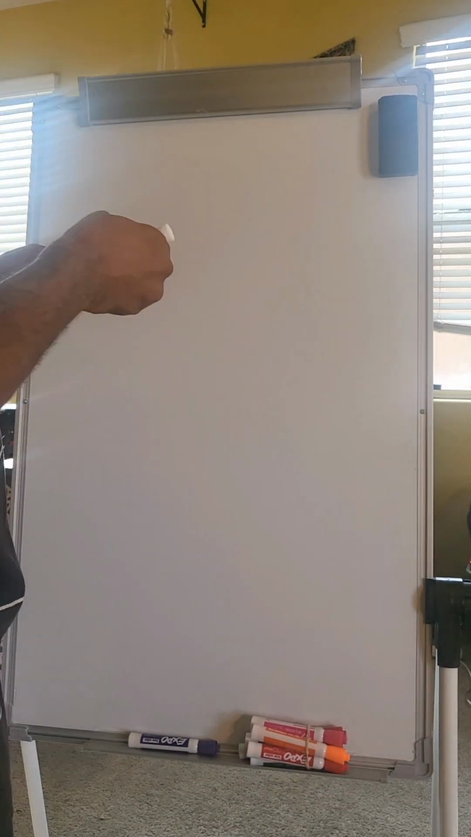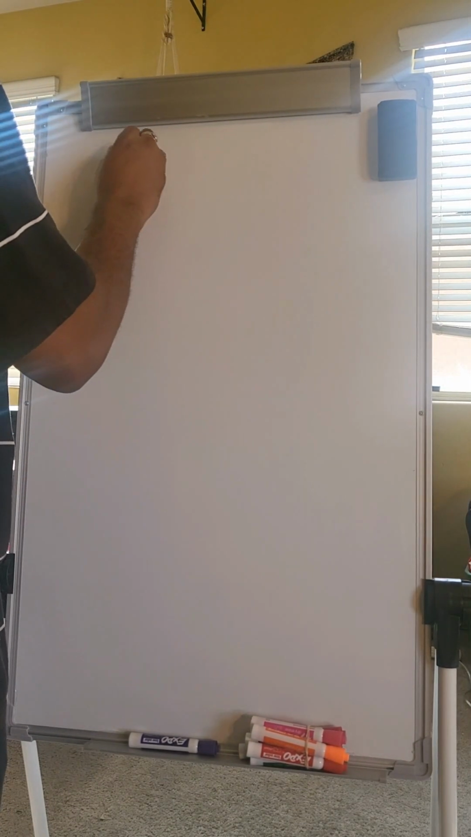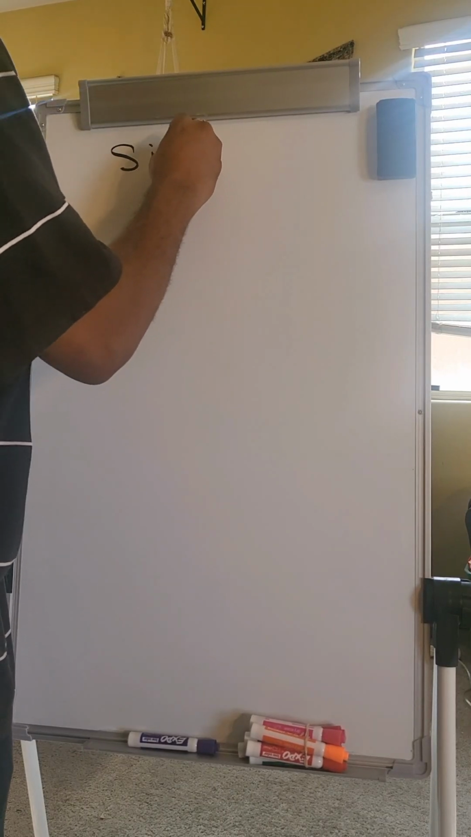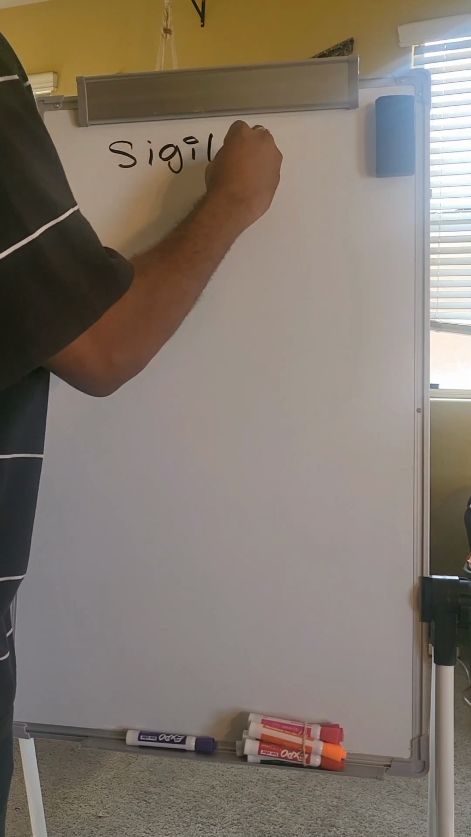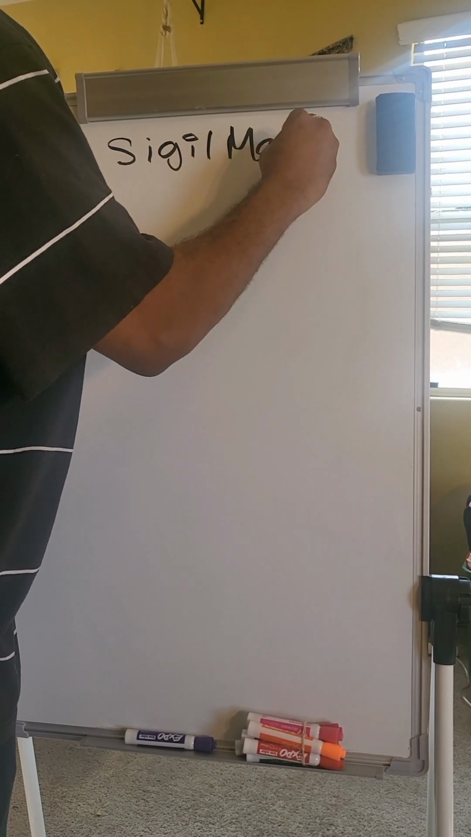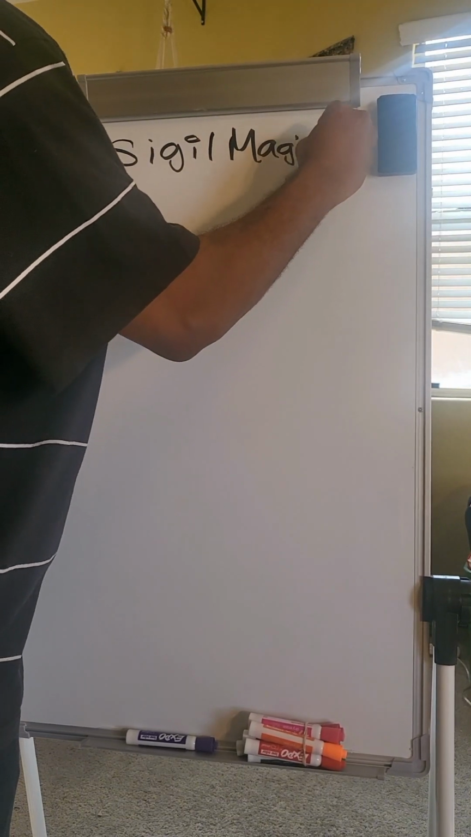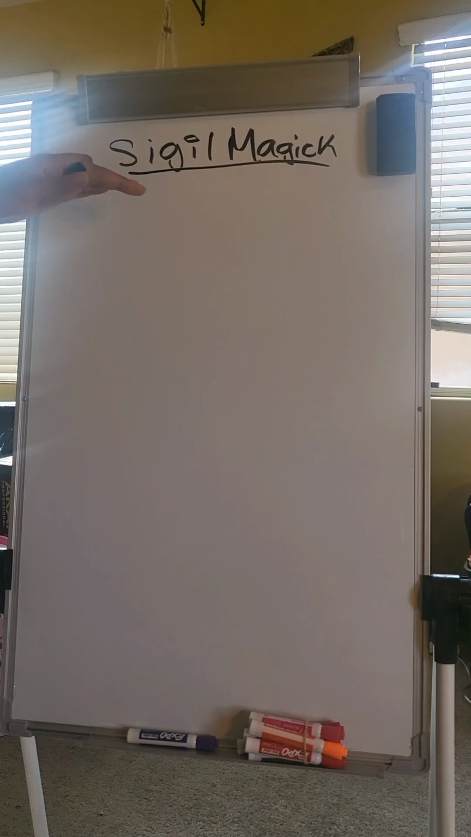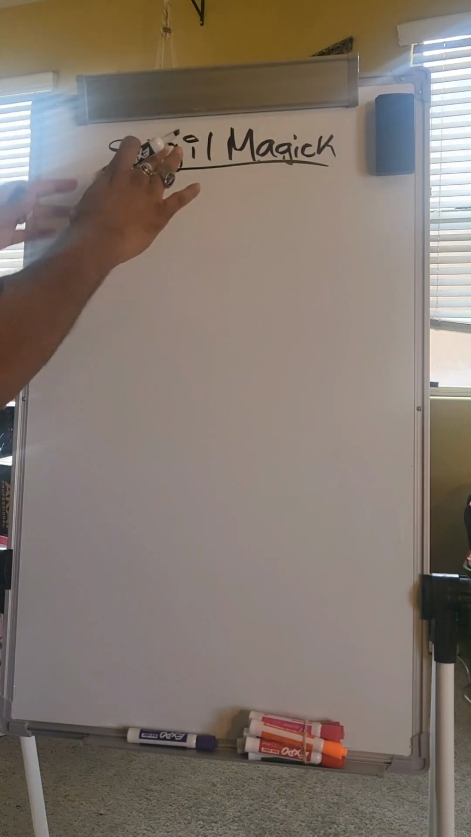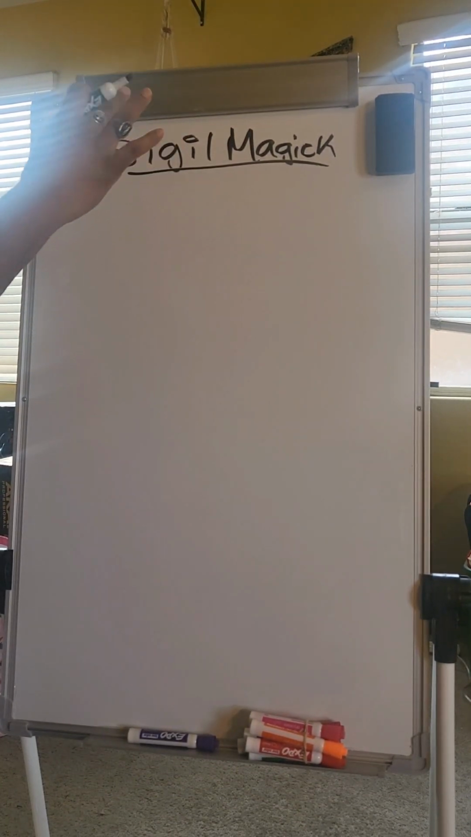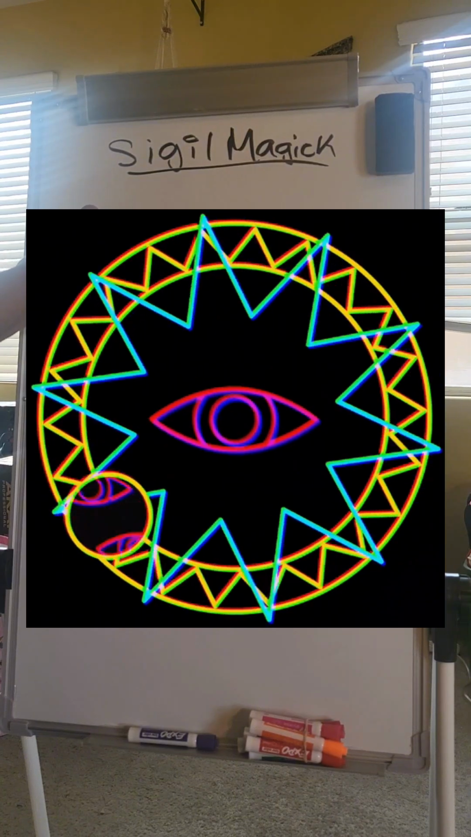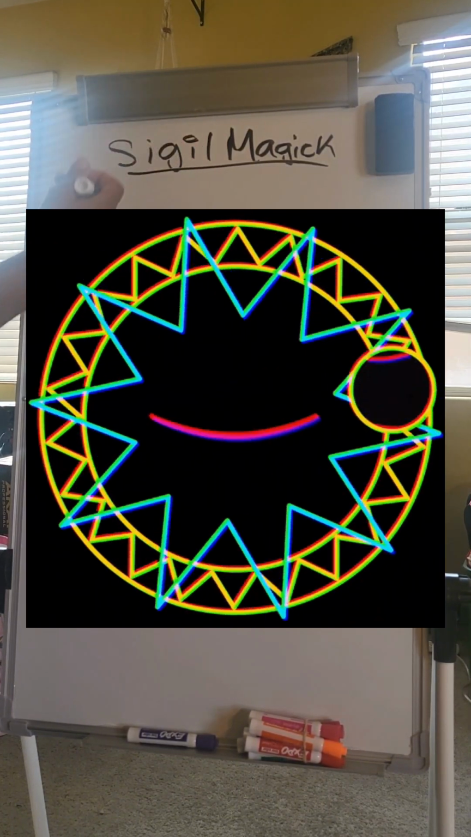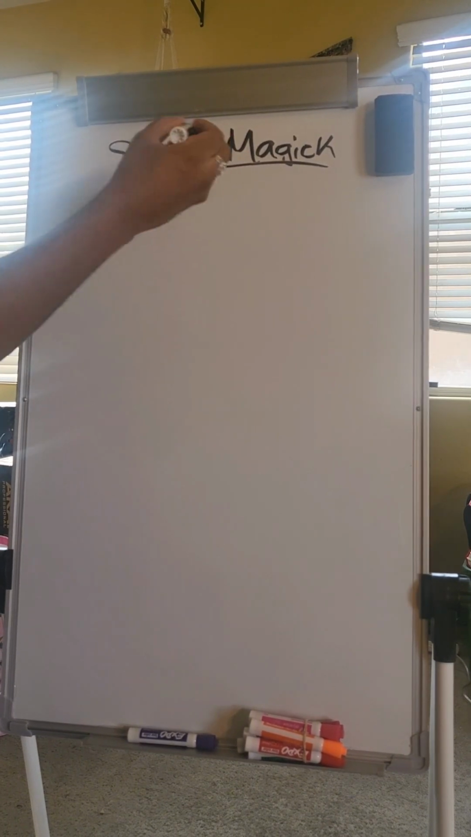All right, today we're going to talk about how to create sigil magic. Okay, so the first thing is, what is a sigil? A sigil is something like a symbol that's inscribed in something, okay, and is said to have magical powers. It's a symbol with magical powers.